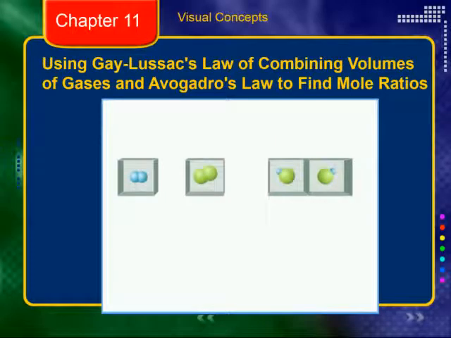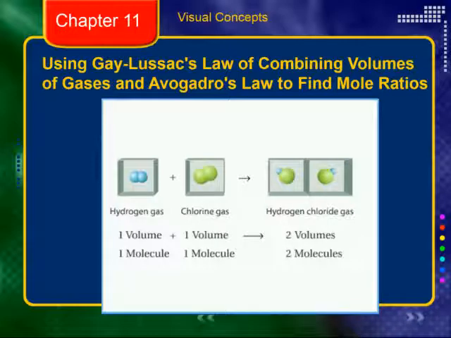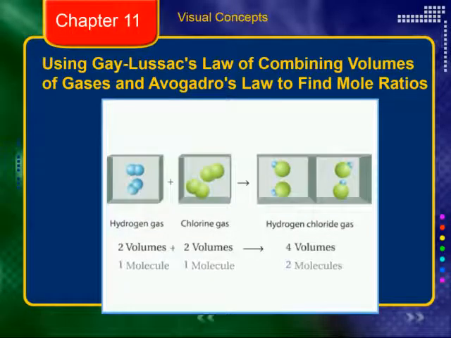In the early 1800s, Joseph Gay-Lussac studied the relationship between the volumes of gases involved in chemical reactions. He found that one volume of hydrogen gas reacts with one volume of chlorine gas to form two volumes of hydrogen chloride gas. No matter what volume of gases he used, the ratio of hydrogen and chlorine remained the same.